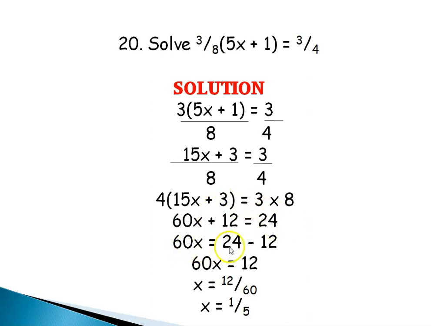60x is equal to 24 minus 12. 60x is equal to 12. Divide both sides by 60. 60x divided by 60 is x. 12 divided by 60. Okay, I can have 12 here 1, 12 here 5. So x is 1 over 5. Is that taken? That is the value of x.